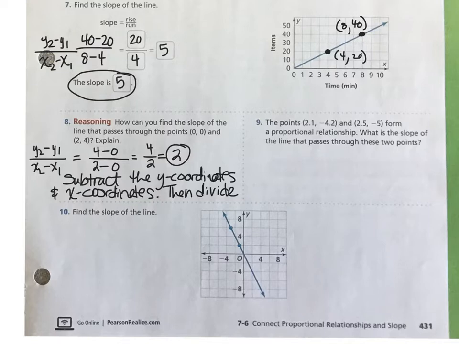Well, first of all, any 2 points, you can find the slope between them by using the model that we've done before, which is subtract the y coordinates and subtract the x coordinates. And once you've done that subtraction, then you simply divide the result or simplify it. In this case, 4 take away 0 is 4, 2 take away 0 is 2, and 4 divided by 2 can be simplified to simply 2. So the slope of the line that passes through the points 0, 0 and 2, 4 is 2.